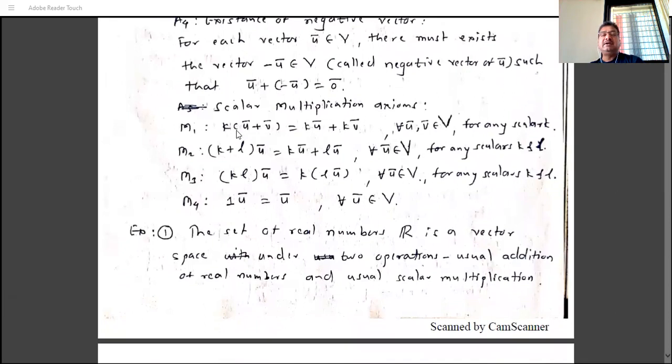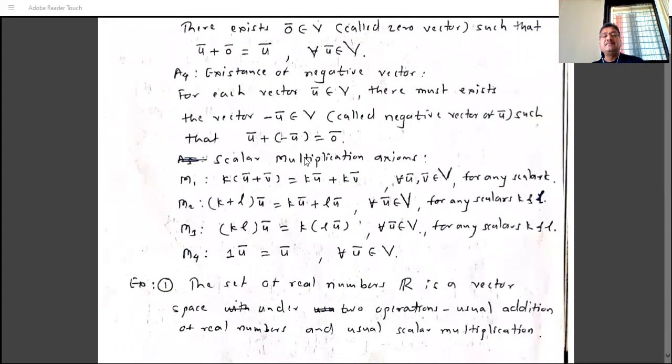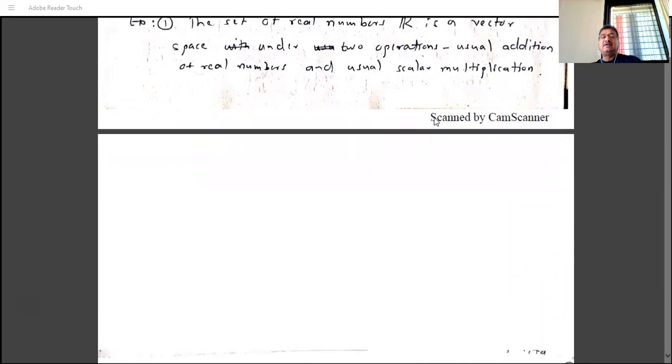Then these properties are very obvious. We know that scalar multiplication distributing over addition is called the distributive law. From left and right we have this: this is the left distributive law, this is the right distributive law, and this is the associative property of multiplication of real numbers. And 1 into 5 is 5, for example. So all these 10 properties are satisfied for the set of real numbers under the usual addition and usual scalar multiplication, and therefore R with usual addition and usual scalar multiplication is a vector space.